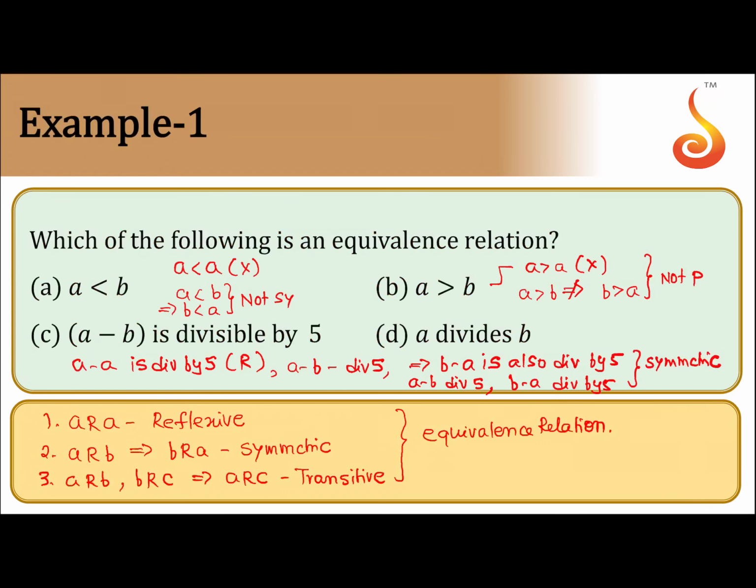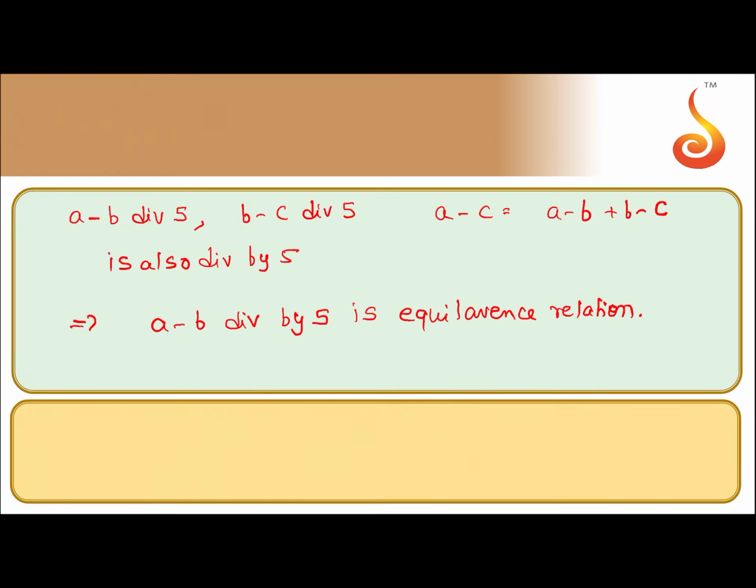I will show the previous one. So it is reflexive, it is symmetric, it is also transitive. So A minus B is a relation between two numbers, you are subtracting them. So that's a relation developed. So it is divisible by 5. So it is an equivalence relation.